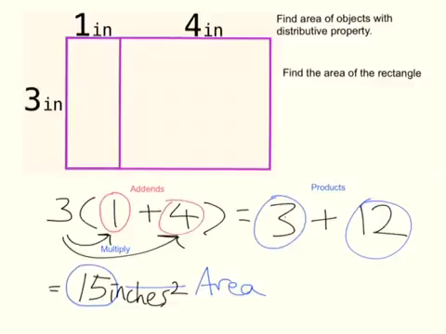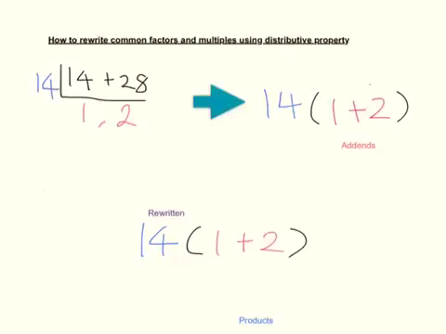Now we know how to solve distributive properties, but let's see how it ties in with common factors and multiples. This slide will explain how to rewrite common factors and multiples using distributive property. As the specific number, I chose 14 and 28. The numbers I wrote here are 14, 1, and 2. 14 times 1 is 14. 14 times 2 is 28.